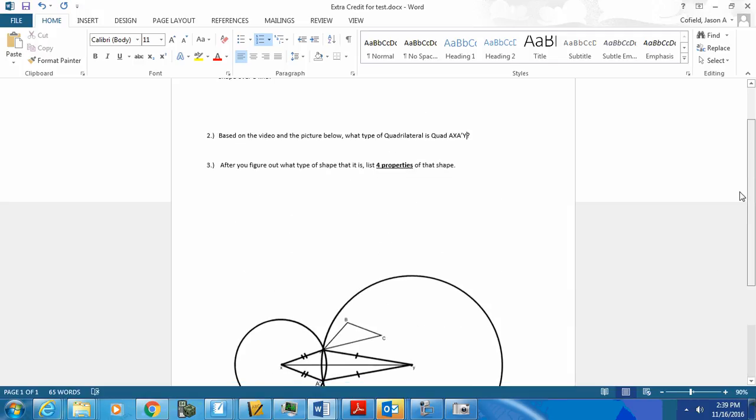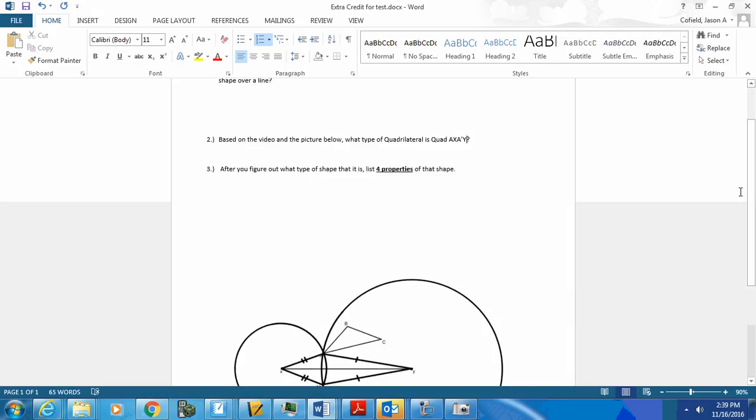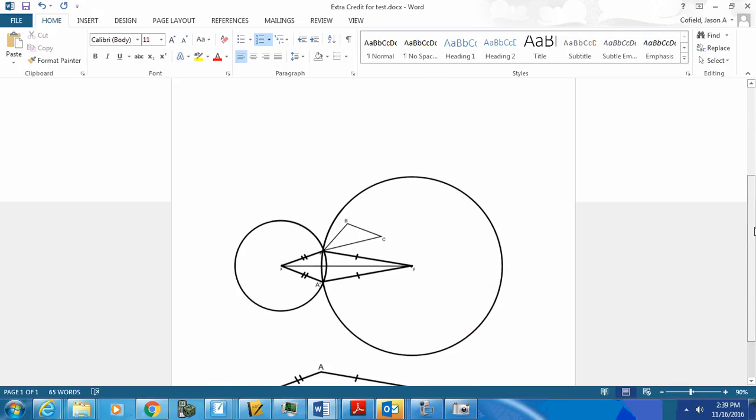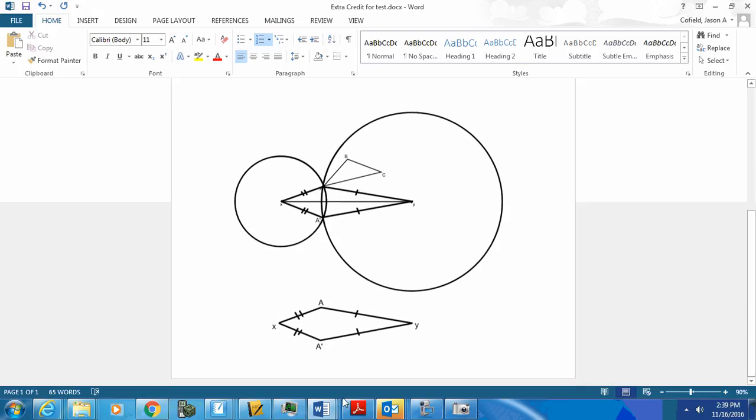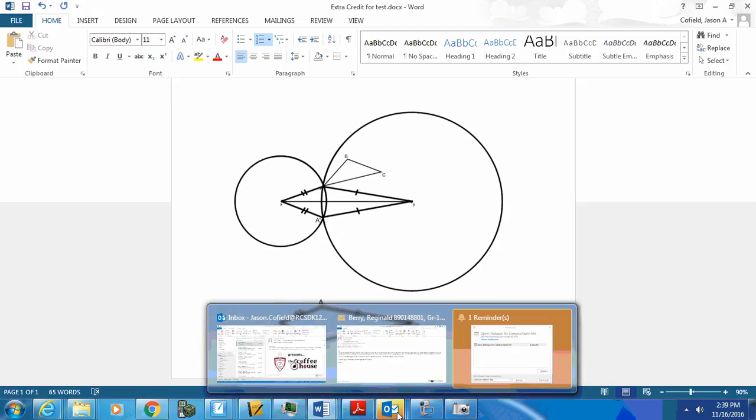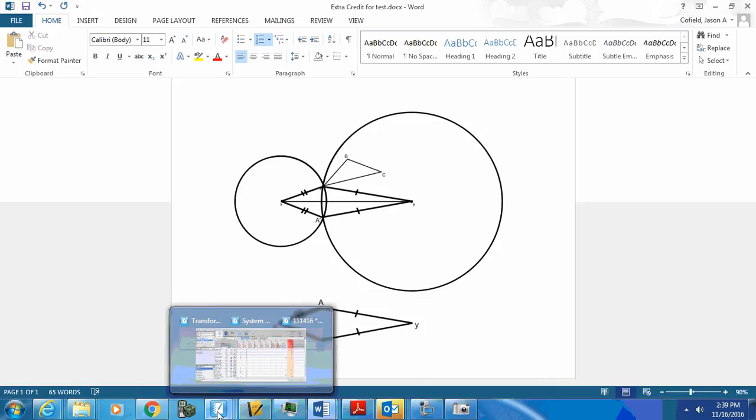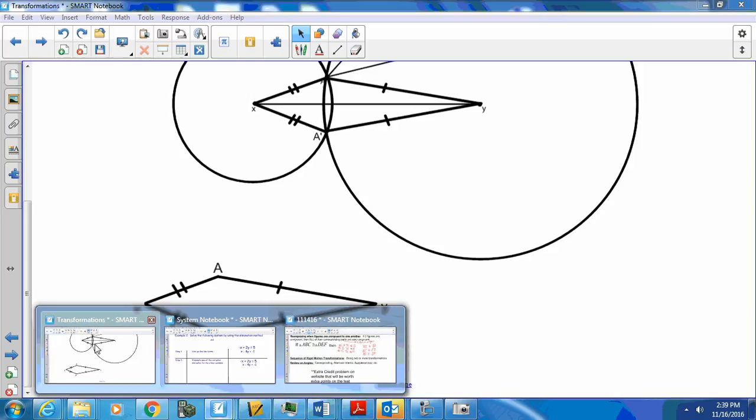You're going to have to do some research. I had to do a little research. That means you're going to have to do a little research. After you figure out what type of shape it is, I want you to list the 4 properties of that shape. So list 4 properties of this particular shape when you figure out what it is. Okay? So that's the assignment. Hopefully it's not too confusing for you.